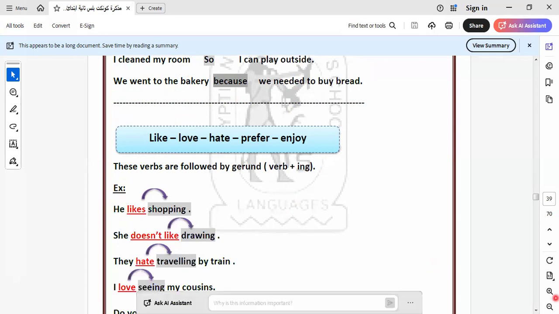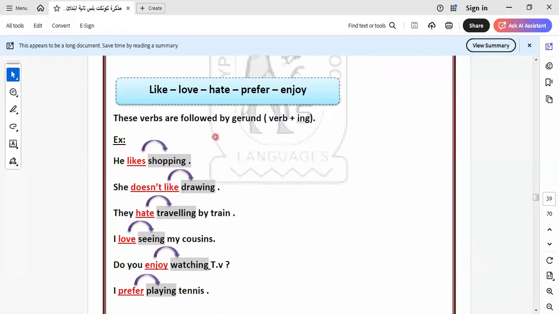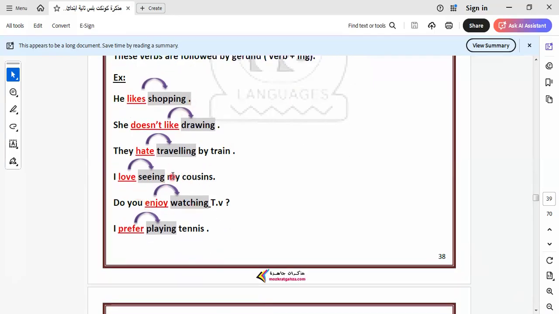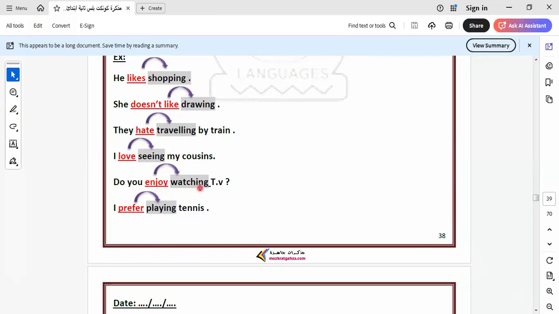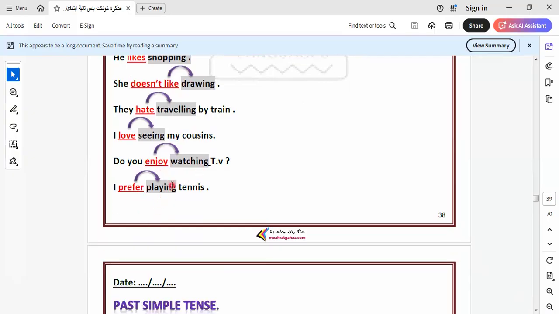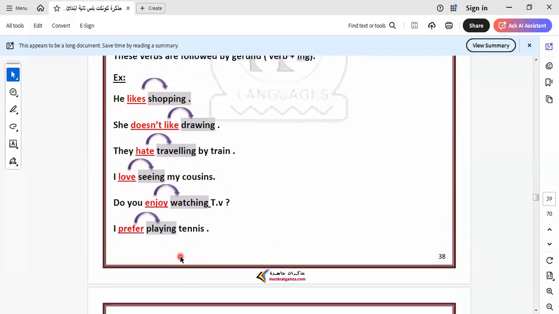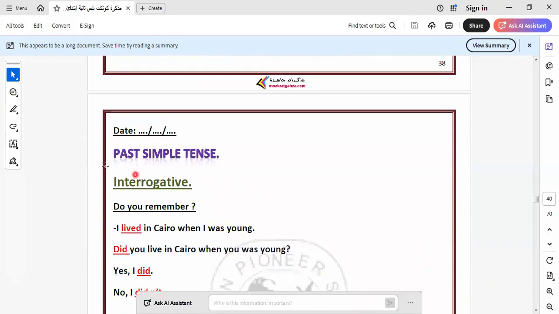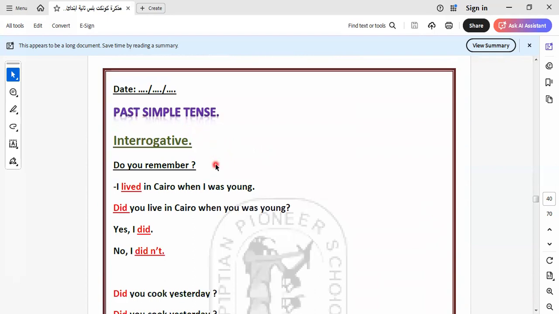Let's go to another item in this part. It is important to know the verbs that are followed by ing, or as we know, gerund, like this: likes shopping, hate traveling, love seeing, enjoy watching, prefer playing. So here we call it what? Called gerund. Let's go to another item in this part, which is the past simple tense.